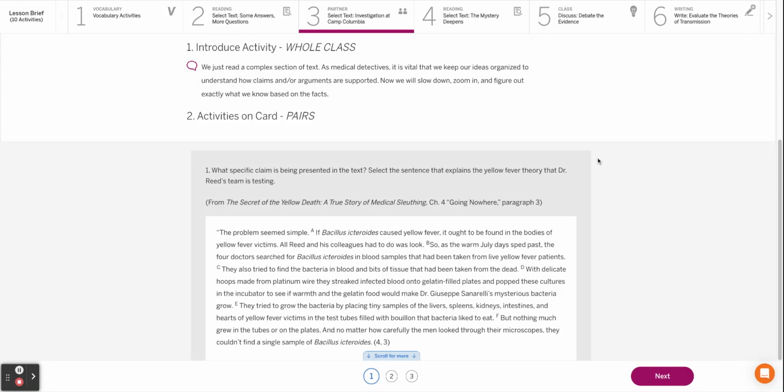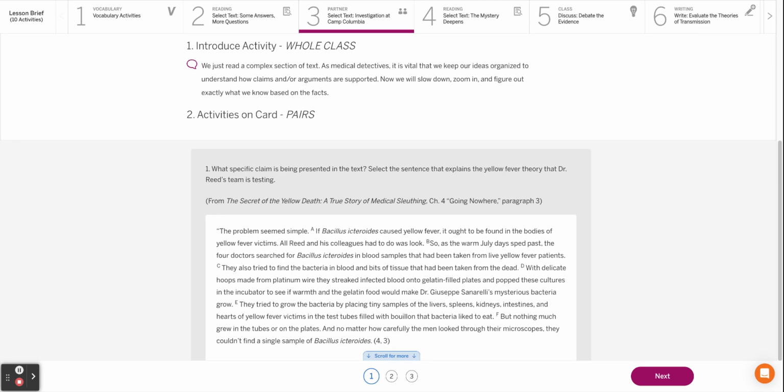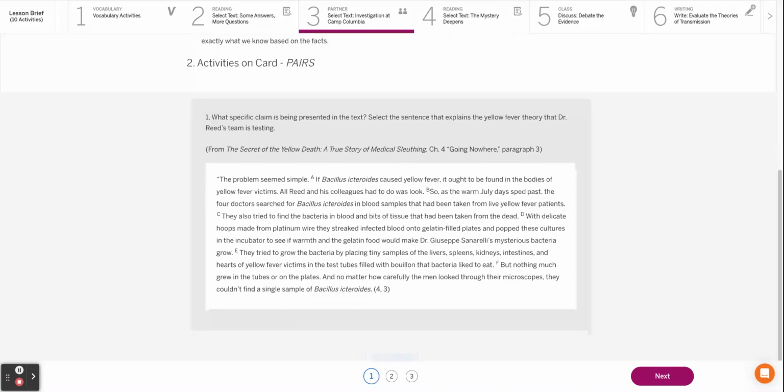detective, we want to organize our ideas to understand how these claims and arguments about how yellow fever was spread are supported. So, first thing we're going to do is look at these facts to see what specific claim is being presented in the text. So, the claim is the argument, it's the position. What is being said in yellow fever? So, pick your text or pick your sentence, whichever you think is the claim.